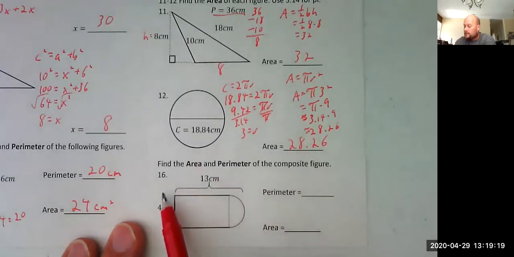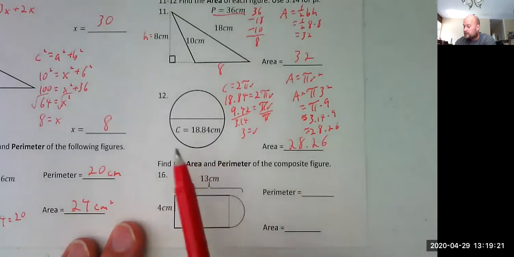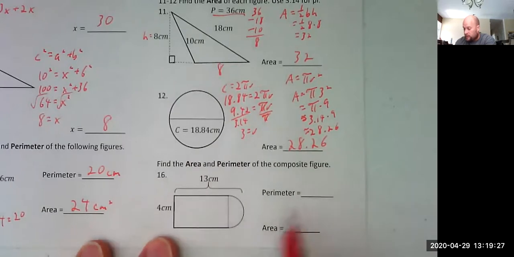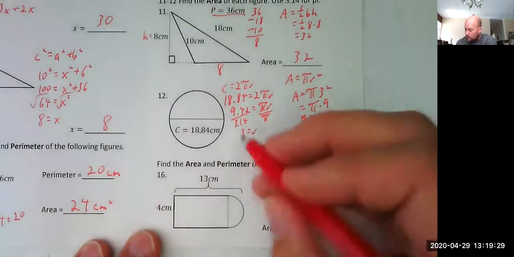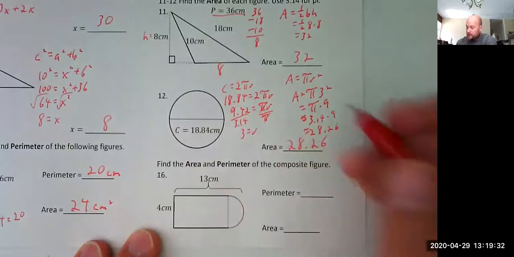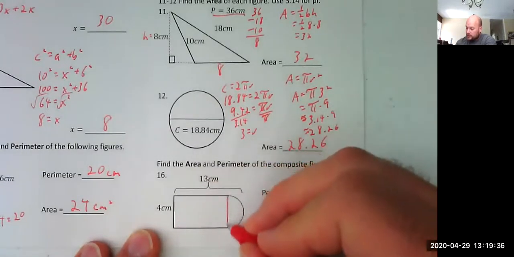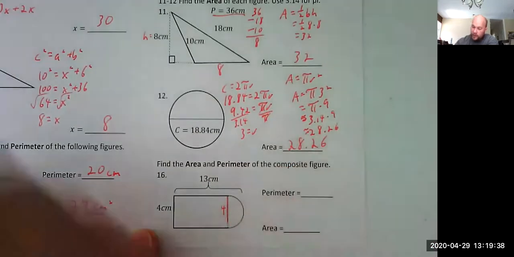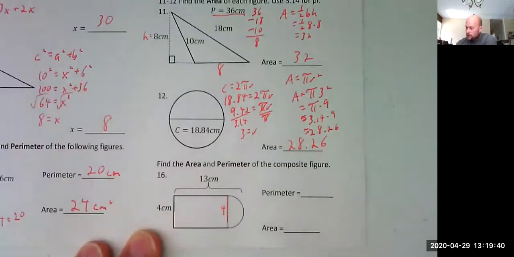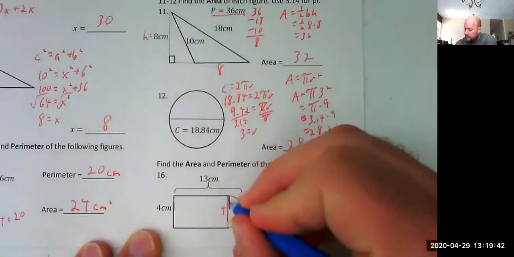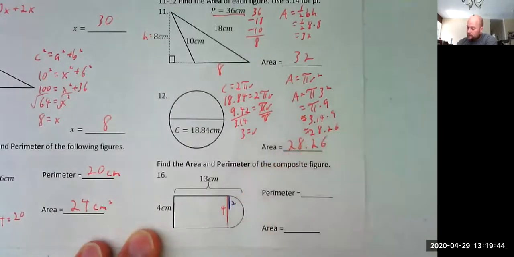All right, number 16 here. I don't know why this is number 16. That was only 12. So the number on here was a little messed up. This is a composite figure. We had to find perimeter and area. This was a tricky question. So this is 4, which means this entire side over here is 4. But that whole side is 4. That means that this piece is only 2.